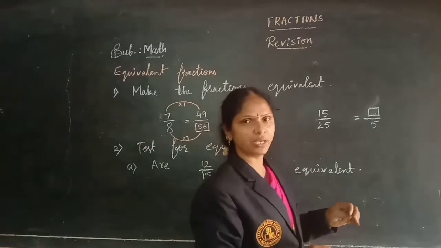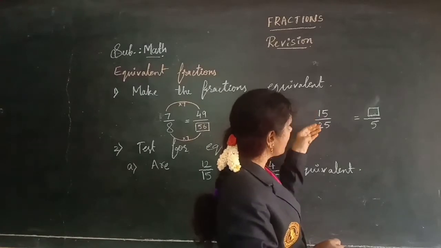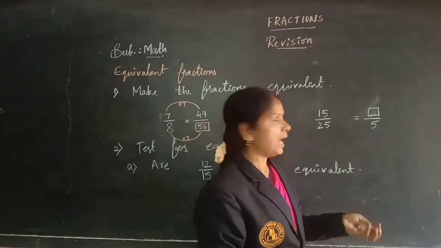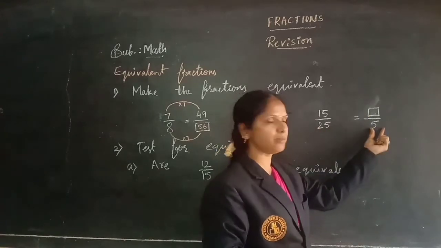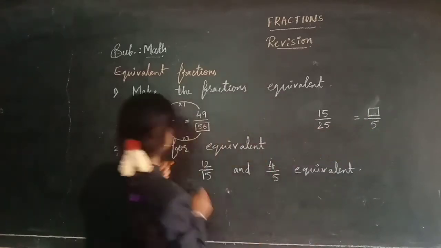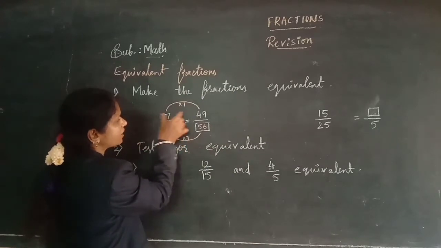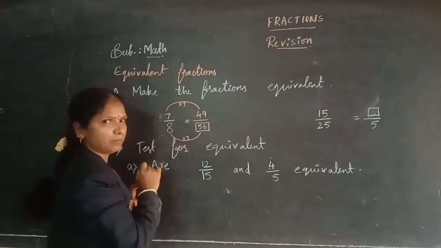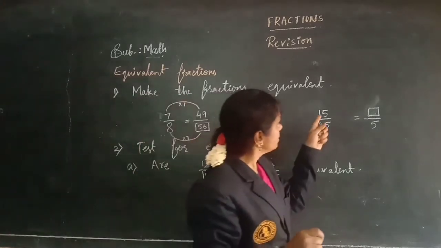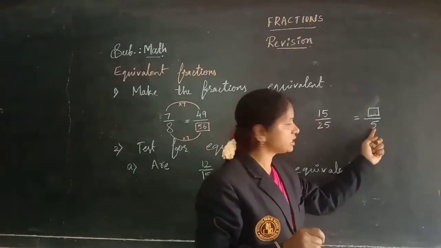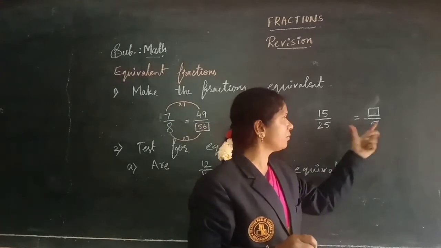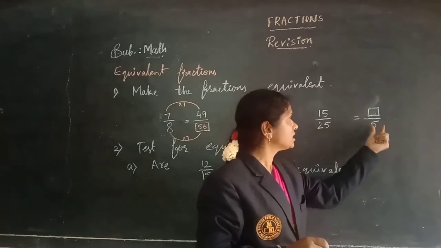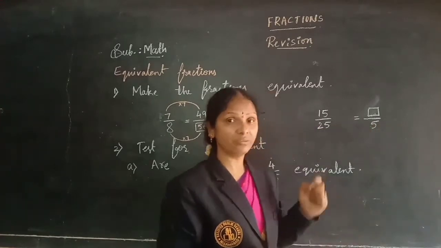Coming to this problem, 15 by 25 is equal to something by 5. Here the bigger fraction is given and here the smaller fraction is given, children. In the previous one, the smaller fraction was given, and here compare these two, children. Smaller given, bigger asked means you need to multiply. And coming to here, bigger given, 25, and smaller asked, 5. Compare this denominator. Bigger fraction given and smaller fraction asked means you need to divide, children.